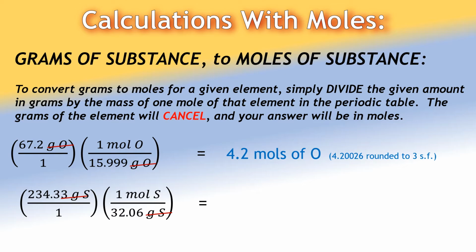And then the non-unity number on the top is divided by the non-unity number on the bottom. That is the numbers that aren't 1. 234.33 divided by 32.06 gives us 7.31 moles of sulfur. Now again, it was actually 7.3091, but we're rounding to 3 significant figures.